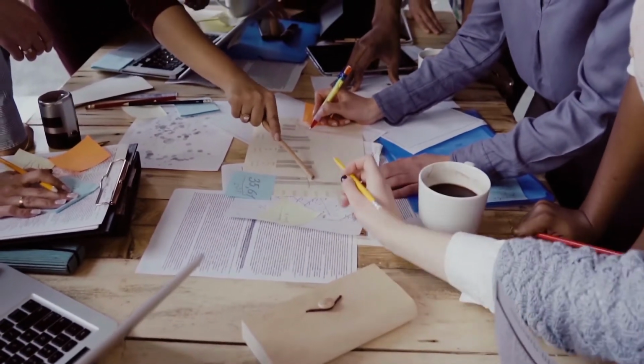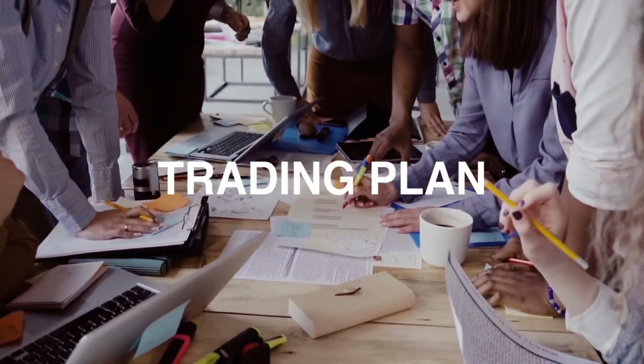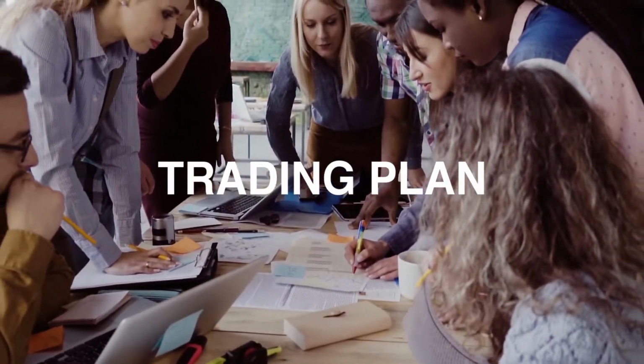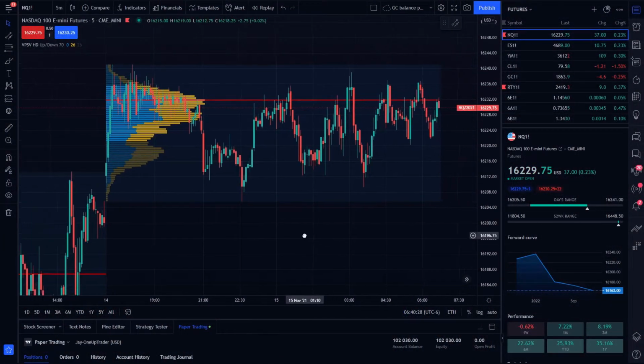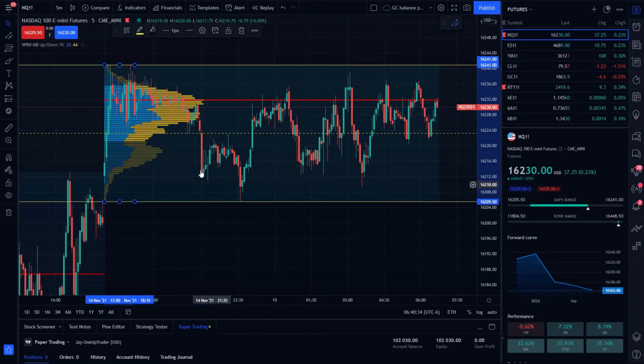Today we are going to discuss the very important element of trading, which is the trading plan. We're going to discuss how we can develop a plan and why it's so important to have one in the first place. The first thing that we need to do is ask 5 very important questions.